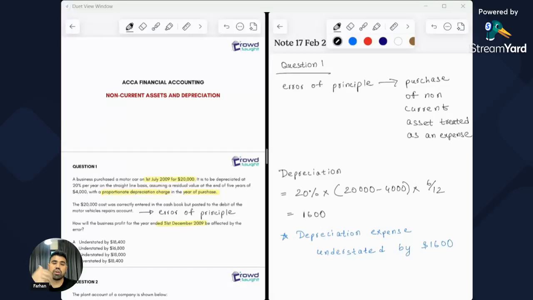Today here we have three questions for depreciation. You'll see the questions on the left hand side of your screen, and on the right hand side you'll see the workings, which I'll explain step by step. So let's start with the first question.